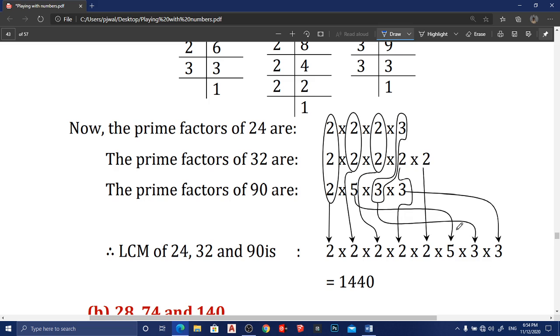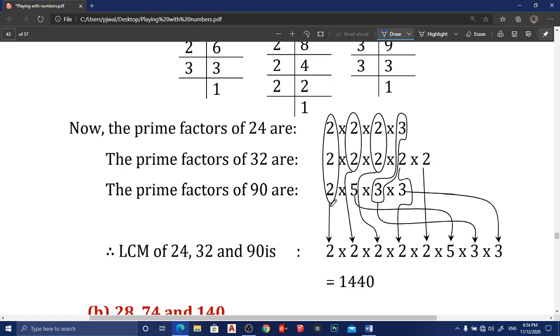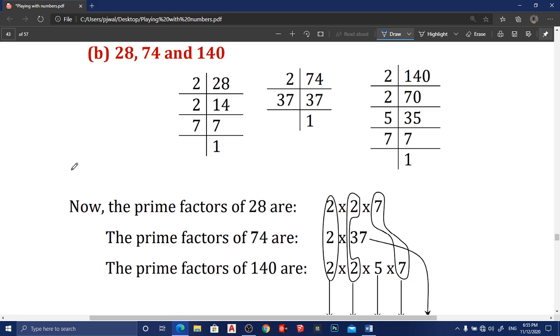I am taking as it is and multiplying them. So by multiplying these numbers, you will get 1440. So this is the LCM of 24, 32 and 90. So this method you have to understand like this. Next one, 28, 74 and 140.